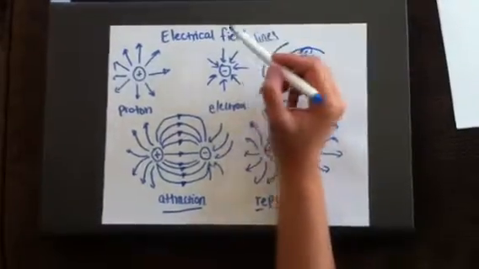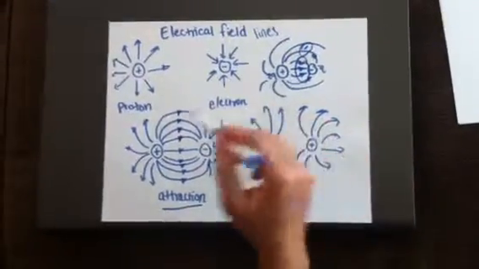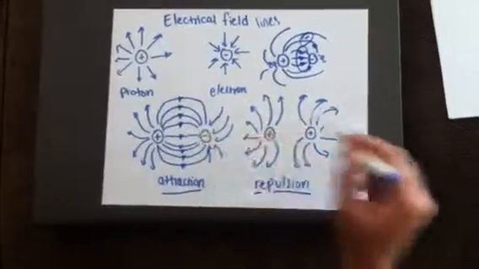And that's the electrical field lines of proton, electron, and an example of attraction and repulsion.